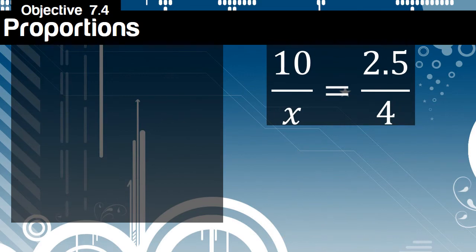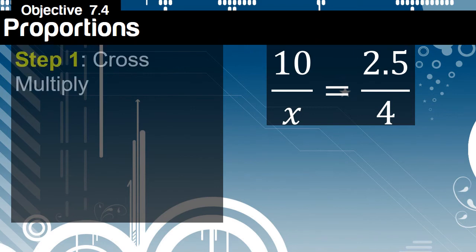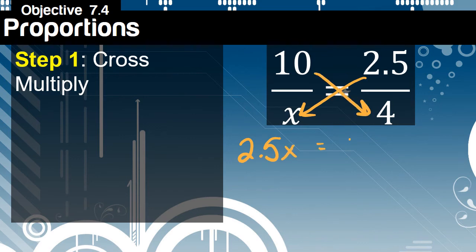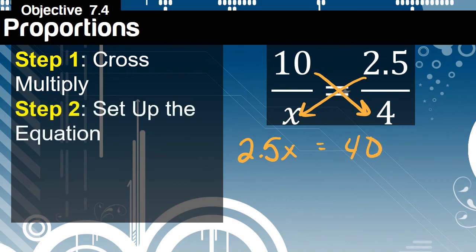So let's go ahead and try this example right here. We have 10 over x is equal to 2.5 over 4. Let's follow our steps. Our very first step is to cross multiply. So we have 2.5 times x gives us 2.5x, which is going to be equal to 10 times 4, which gives us 40.